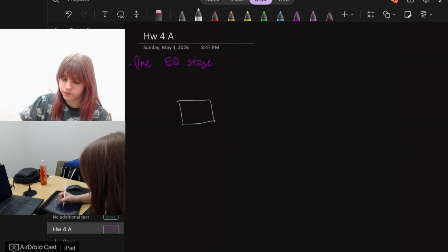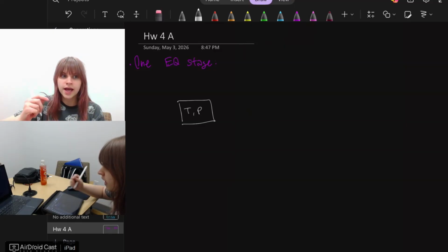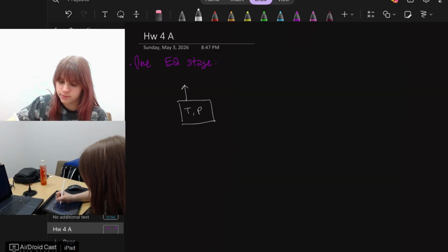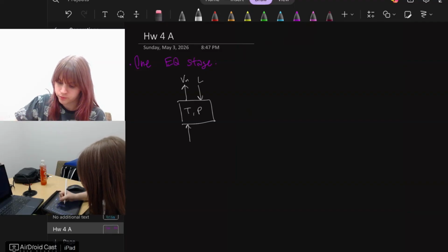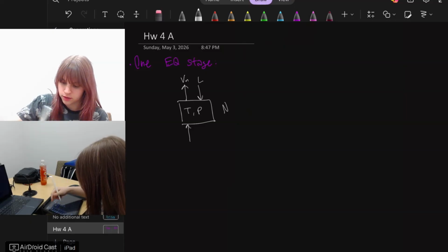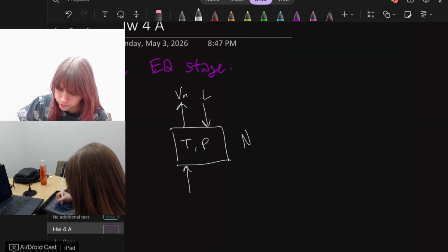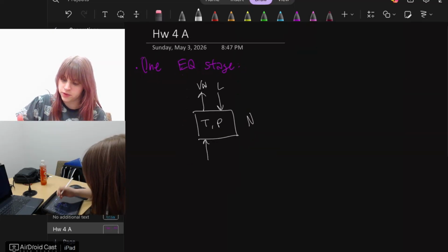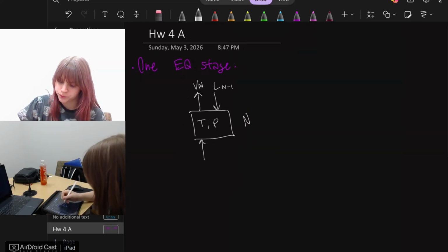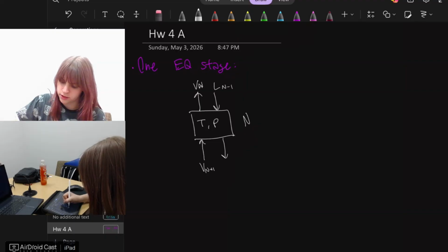We have a temperature and a pressure. We have a vapor going up, a liquid coming in, and this would be something like that. If this is stage N, then this would be Vn. That would be Ln minus 1. And this V would be coming from N plus 1. And this liquid is Ln.